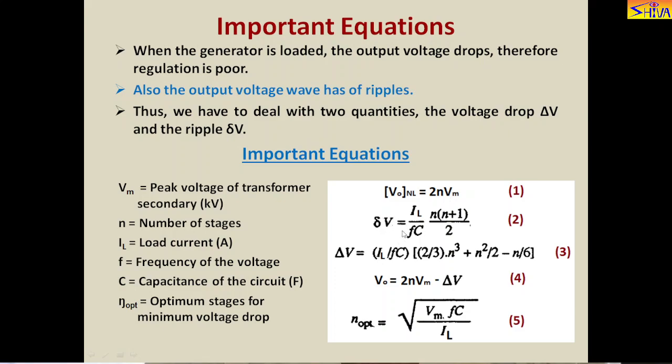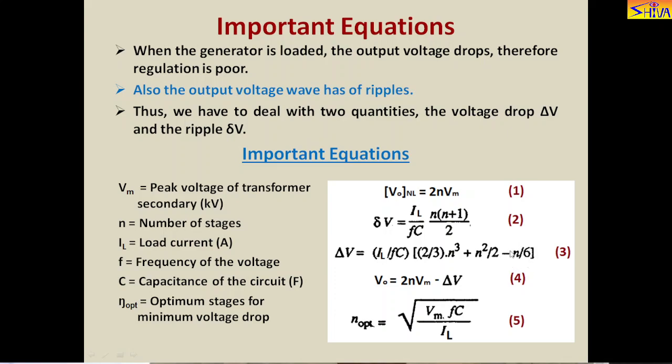Delta V, that is ripple, is given by this equation: IL upon fC into (n plus 1) divided by 2, where IL is the load current, f is the frequency of the supply voltage, C is the capacitance of the circuit. Capital delta V is the regulation, so it is IL divided by fC times the bracket (2 by 3 n cube plus n square by 2 minus n by 6). In this bracket term, if we take n common, then it will be 2 by 3 n square plus n by 2 minus 1 by 6. With respect to this term, this 1 by 6 is very small, therefore in a few books this term is neglected.